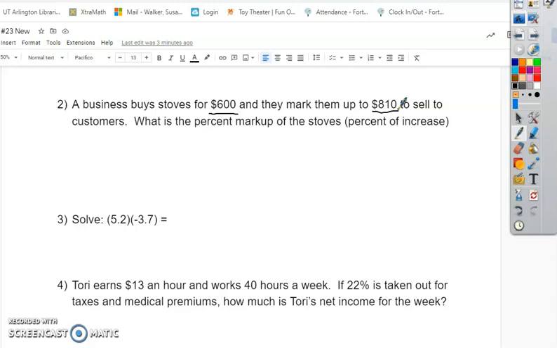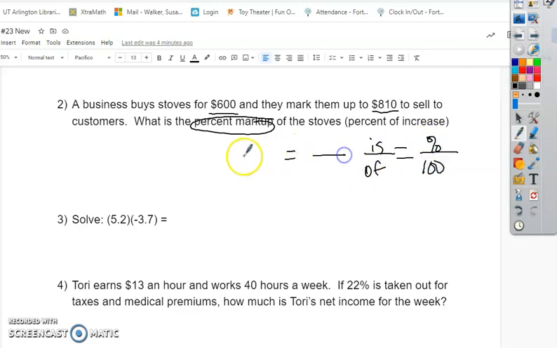So, percent markup. So this is one where we don't know the percent. So I cannot change the percent to a decimal and multiply. So I'm going to use my backup method, which is is over of equals percent over 100. And we're going to see what we know. We know 100 here. And we know we do not know the percent. Okay? The business buys for 600. That's the of. That's the original to the store.